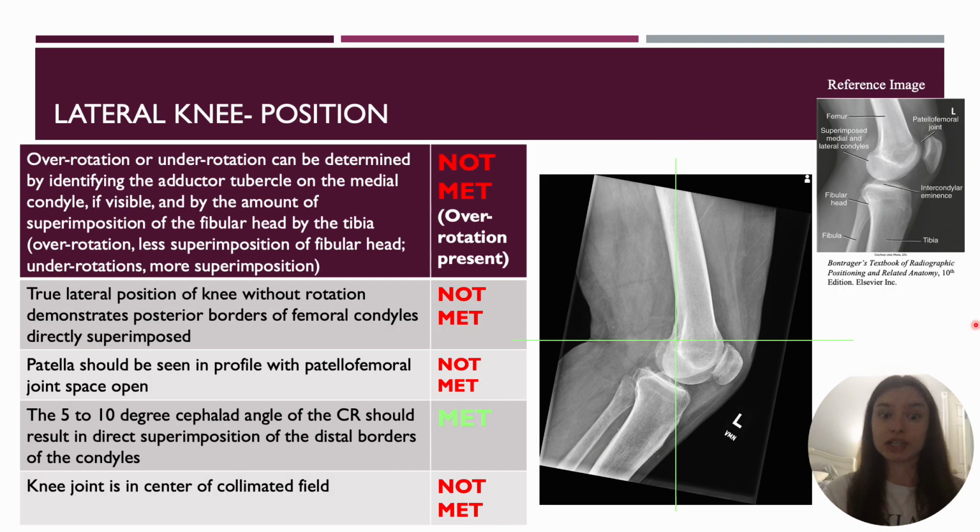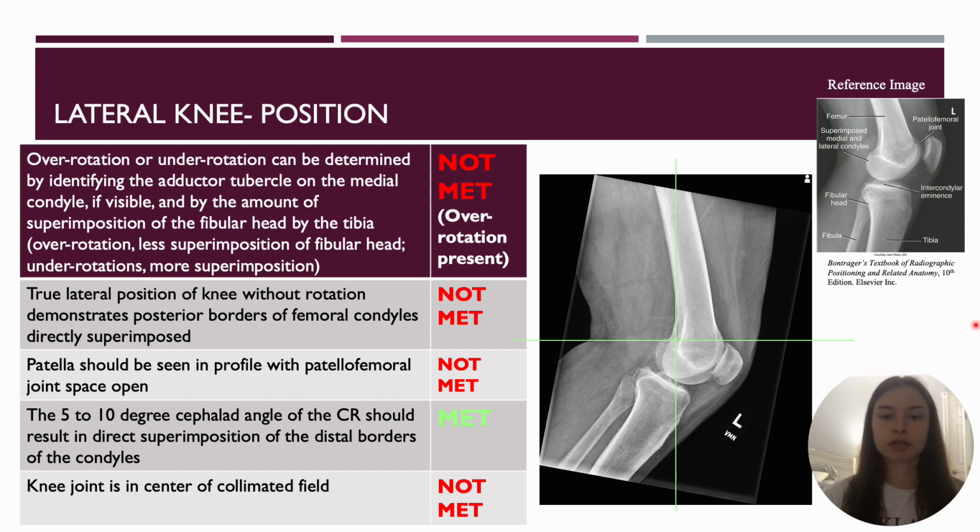So now we have position. The first criteria is over rotation or under rotation can be determined by identifying the adductor tubercle on the medial condyle if visible, and by the amount of superimposition of the fibular head by the tibia. So I did say not met for this one.